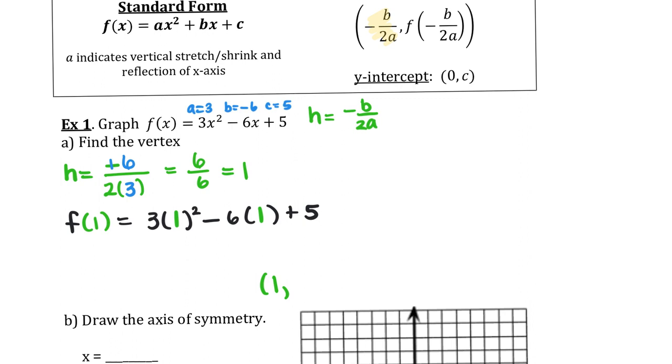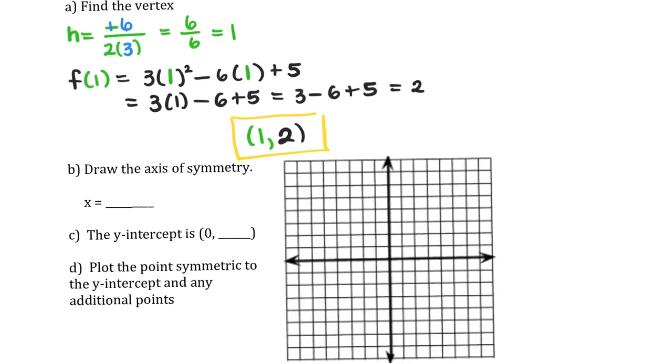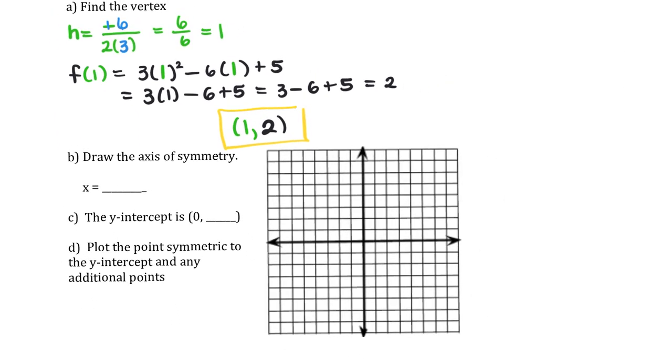Okay, follow your order of operations. So I got to do the exponent first. 3 times 1 is 3. So this is 3 minus 6 plus 5. So negative 3 plus 5, I get 2. That's the y-coordinate of my vertex. So my vertex is (1, 2). Okay, I'm going to go ahead and graph (1, 2) on the graph. 1, 2, that's up here.